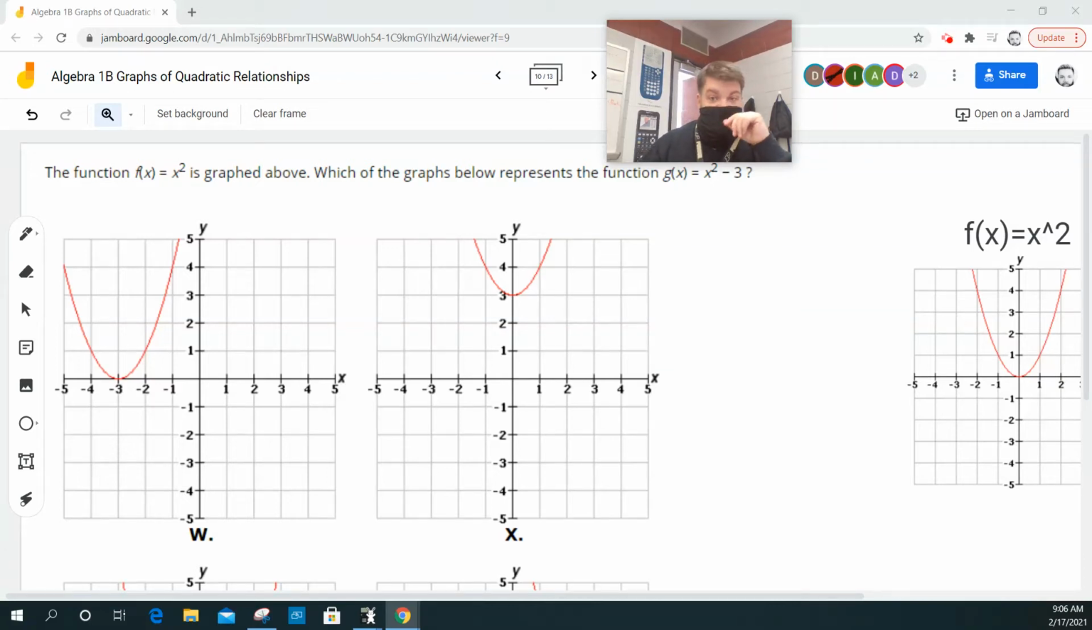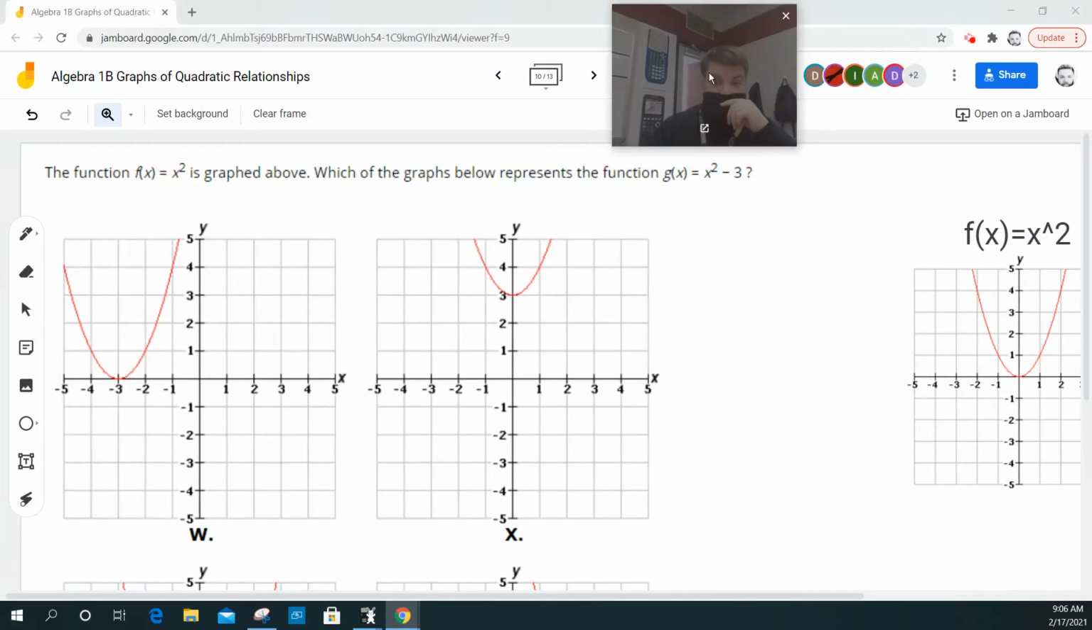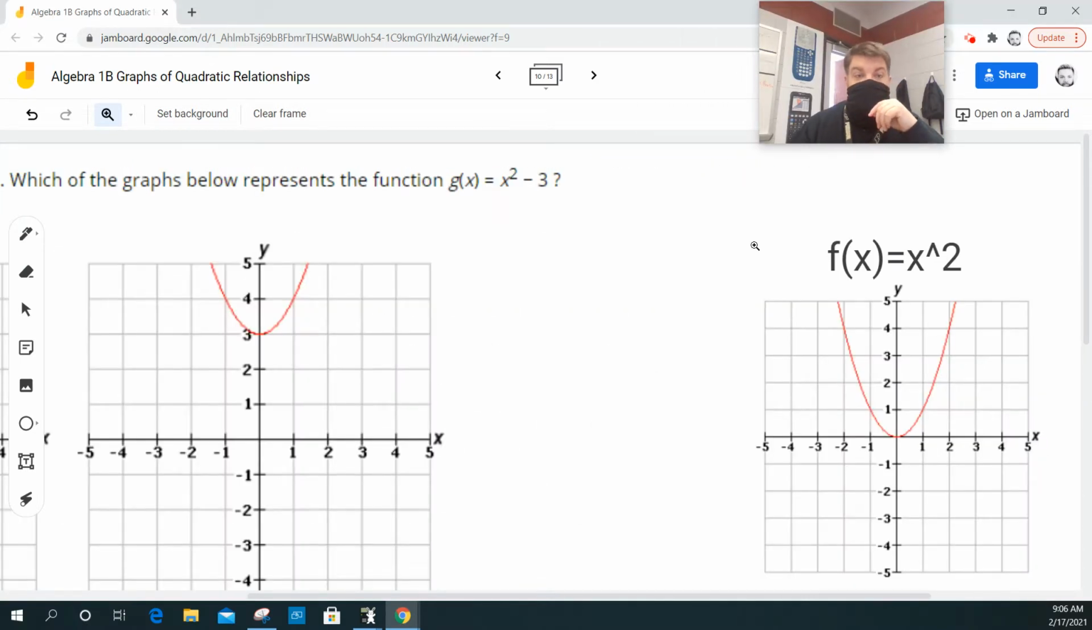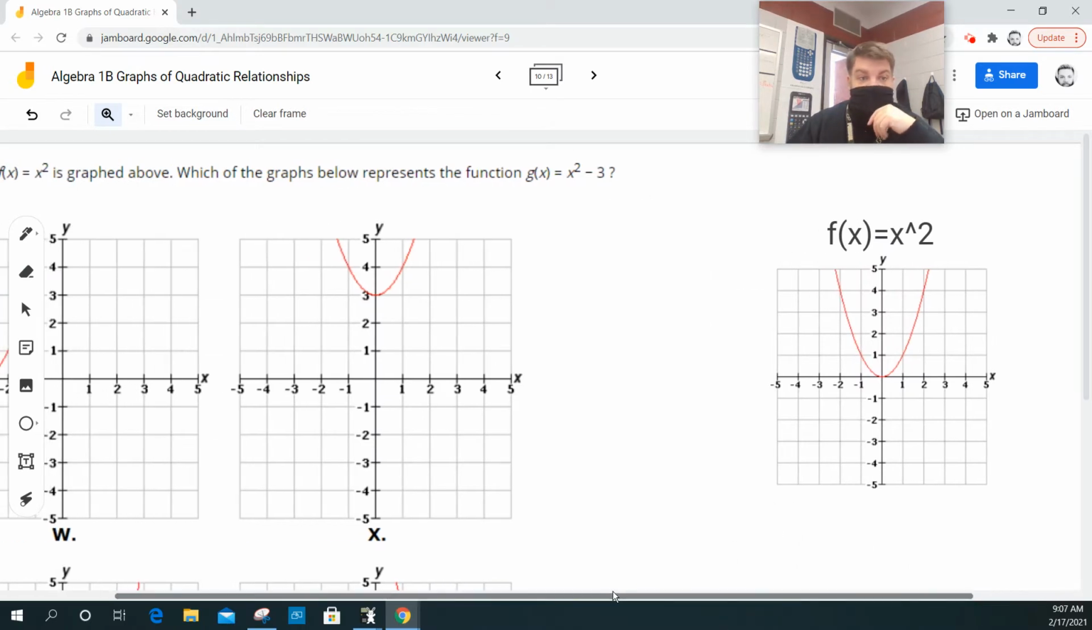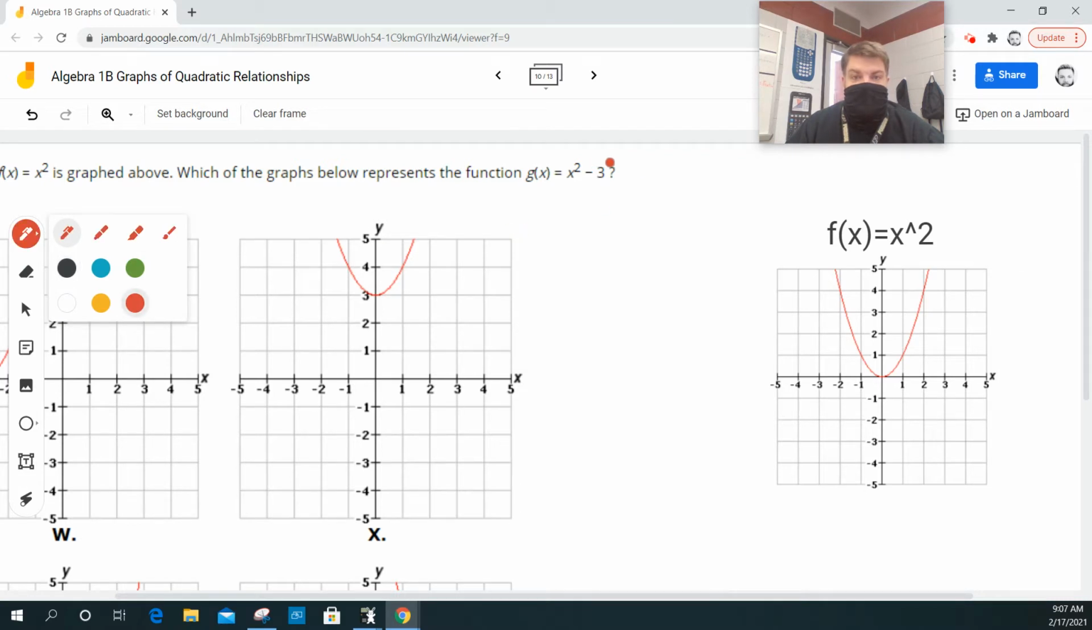Okay, so this one is just like the last problem we did, except now we have x minus 3. So it says the parent function is f of x equals x squared, and g of x is x squared minus 3. Well, what does that mean? That means I'm going to go down 3 units. So here's f of x, and so g of x should be down 1, 2, 3 units like this. It should look something like this.